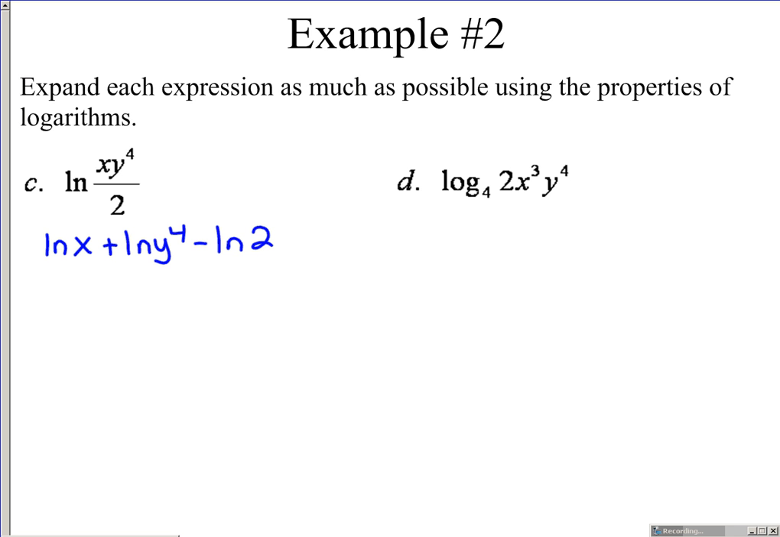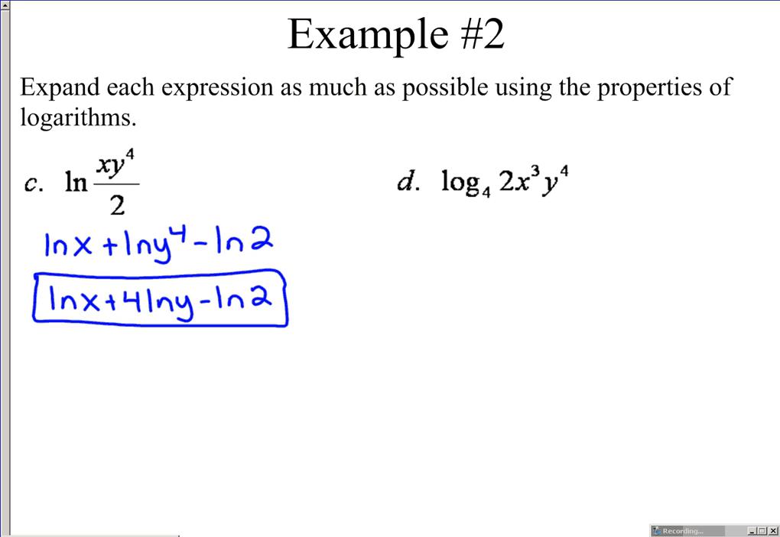Continue simplifying. I can take the exponent on this argument of 4, pull it out front. We end up with natural log x plus 4 natural log y minus natural log 2. The last one here, D, all multiplication in our argument. So when I separate it into individual logarithms, they're all going to become addition. So I have log base 4 of 2 plus log base 4 of x cubed plus log base 4 of y to the 4th.